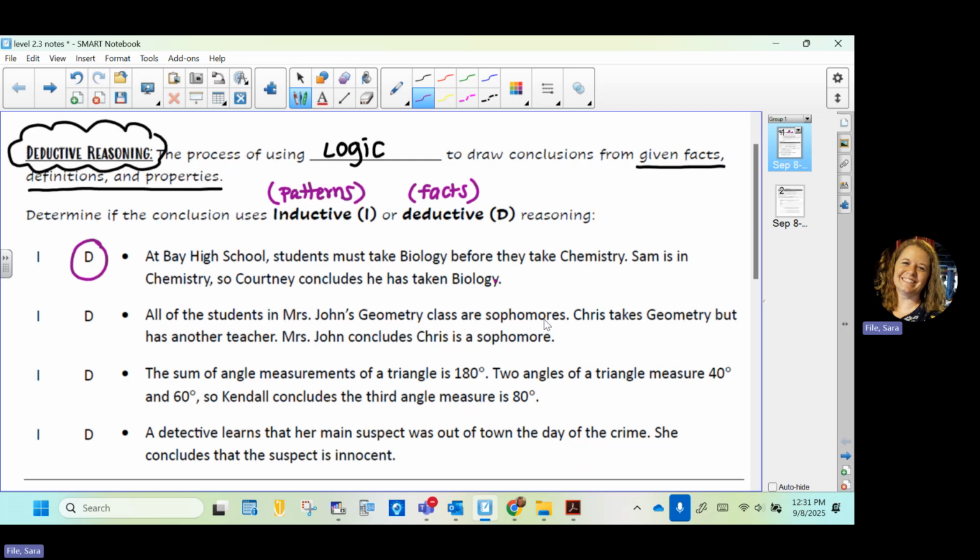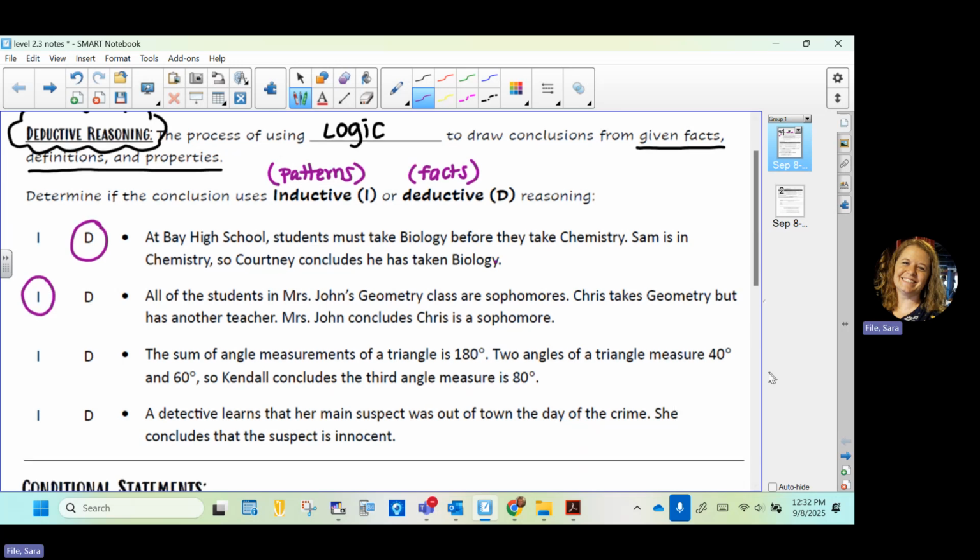If she is using what she has experienced or the example from her classes, that's inductive reasoning, because it's not a rule that you have to be a sophomore to be in geometry. That's just the pattern established in her classes. She happens to have all sophomores. So she concluded that this kid in a different geometry class must also be a sophomore, which maybe he is, but he doesn't have to be. That's inductive reasoning.